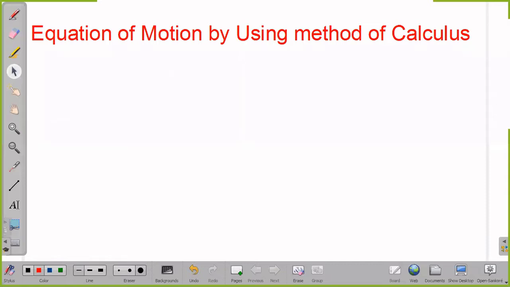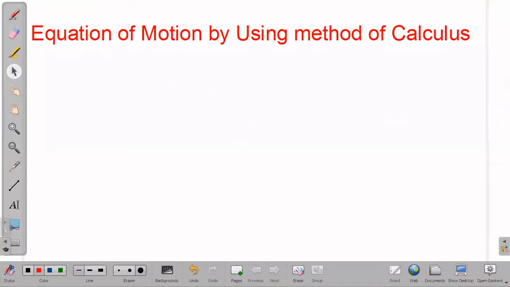So here we are going to deal with equations of motion by using the method of calculus. In this method of calculus, we need to have two mathematical tools. Those are, one is differentiation, other one is integration. Now we'll see them in short. What is meant by differentiation? What is meant by integration?